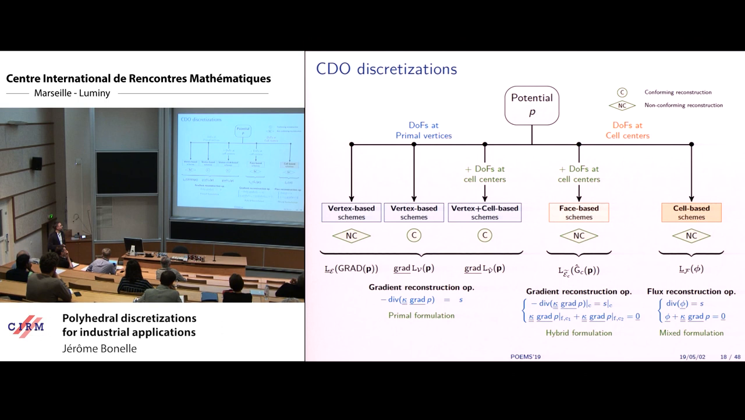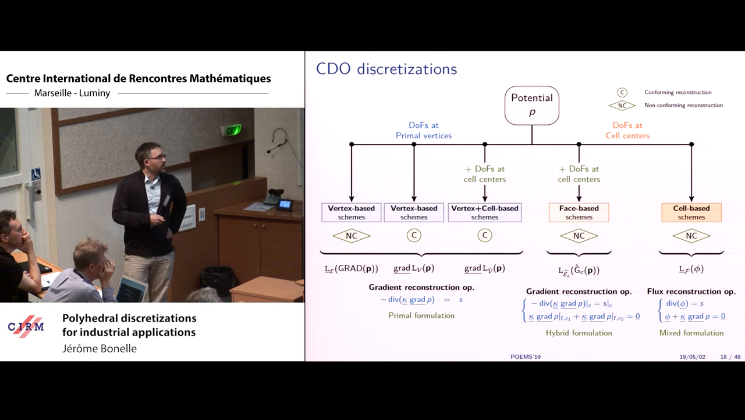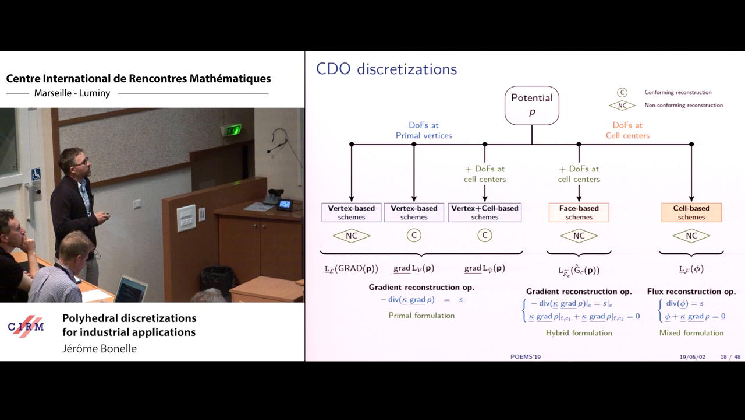In this case, there is also a gradient reconstruction, which is the key operator, but with a different gradient and a different reconstruction. And the starting formulation is in fact the primal formulation, but on each cell. And then we have an interface condition ensuring the conservation of the normal flux. So here's a picture of all the CDO schemes available, and I will now detail each one.